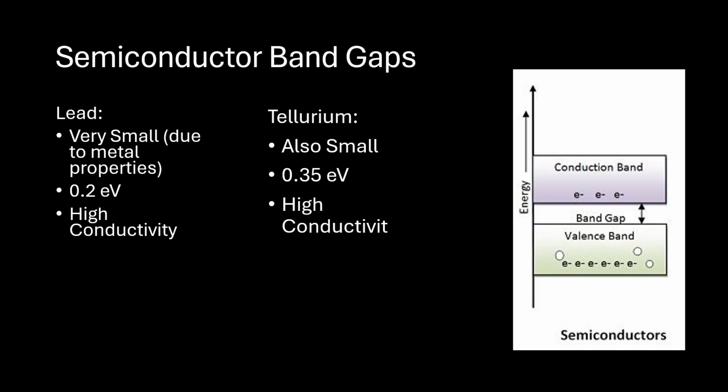Next, we'll talk about the semiconductor band gaps. For lead, it's very small, since lead is basically a metal and doesn't really have a very visible band gap to begin with. So its band gap is 0.2 electron volts, and it therefore has a high conductivity. Tellurium is also very small. It's a little bigger. It's at 0.35 electron volts. It also has a high conductivity.